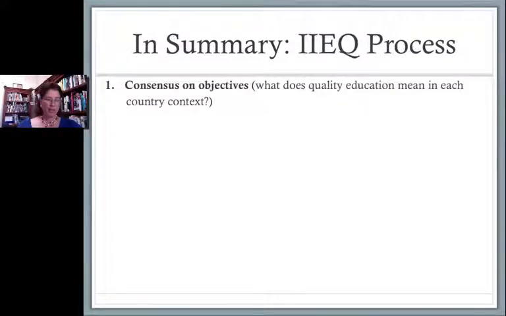So, in the end, in summary of the process, what we would recommend is that there's a consensus on objectives, and believe it or not, that's probably the biggest stumbling point. When we talk about backward design, you have to know your objective first. And it's very, very hard for many countries to articulate what quality education means.